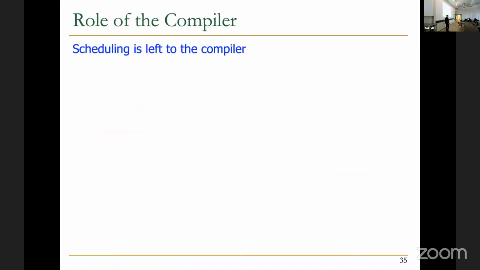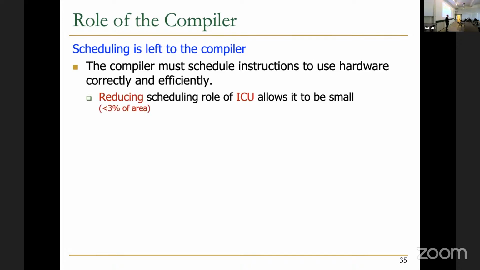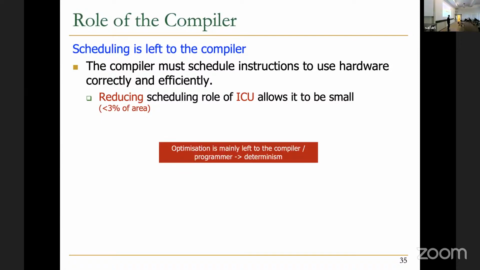Another thing of the TSP is the role of the compiler. The compiler is scheduling everything. So scheduling is entirely left to the compiler. Not only has this the nice additional effect that the ICU can be much smaller because it has no scheduling role. And the paper actually claims that their ICUs take only about 3% of total space. But the important thing here is, as the scheduling is entirely left to the compiler, the optimization is also left to the compiler, and everything is controlled by the programmer in the end. So this is highly deterministic. It does exactly what we want it to do.